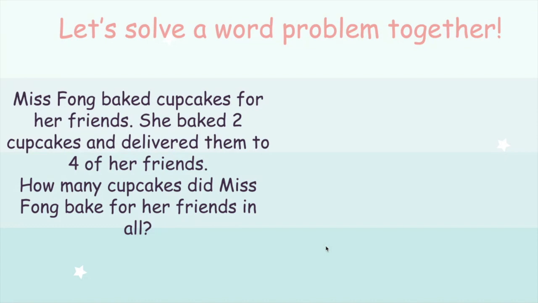So, Miss Fong baked cupcakes for her friends. She baked 2 cupcakes and delivered them to 4 of her friends. How many cupcakes did Miss Fong bake for her friends in all? Let's read it again. Miss Fong baked cupcakes for her friends. She baked 2 cupcakes and delivered them to 4 of her friends. How many cupcakes did Miss Fong bake for her friends in all? Now we've read it once and read it twice. We are going to circle the information. Think about what information you would circle. I'm going to give you a second.